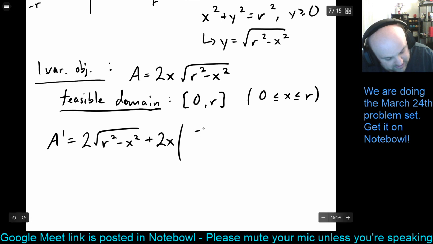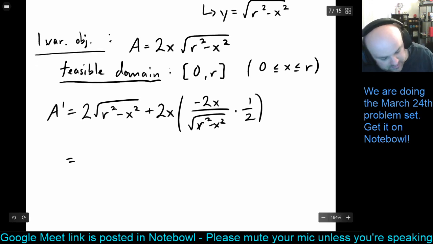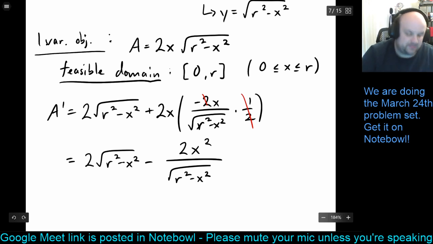Derivative of this thing is going to be negative 2x over square root r squared minus x squared, and then times 1/2 for the chain rule, or the power rule. So this is 2 square root r squared minus x squared. Let's use this 1/2 to cancel that 2. So minus 2x squared over r squared minus x squared. Right? And we're going to set that equal to 0.